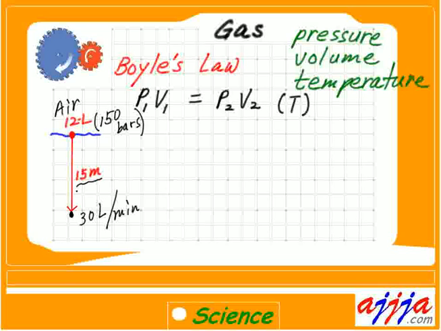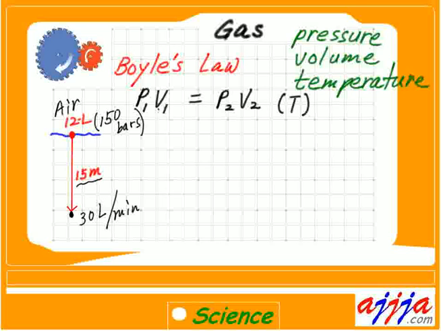The first thing you have to figure out is how much air you're going to get at that different pressure. In the tank, it's a high pressure, 150 bars. But as soon as the air comes out, that's a different story, because at lower pressure you're going to get more volume of this air. You can use 30 liters per minute, so how much air do you have? That's what you have to figure out. This is a really typical question.